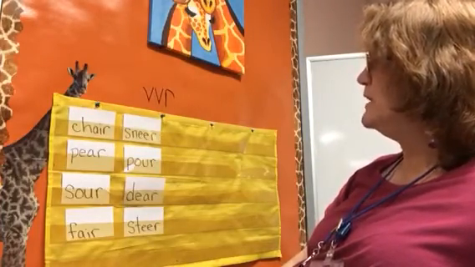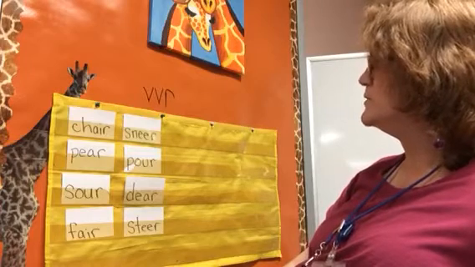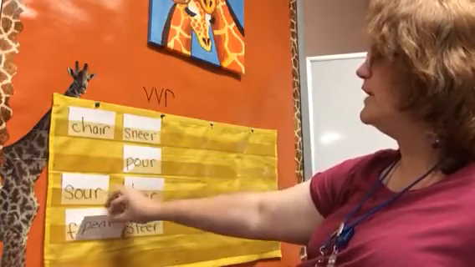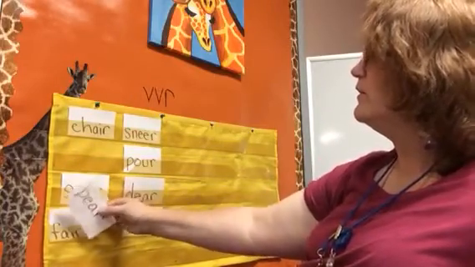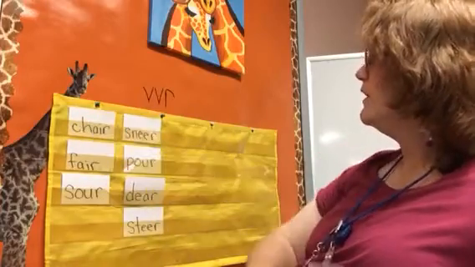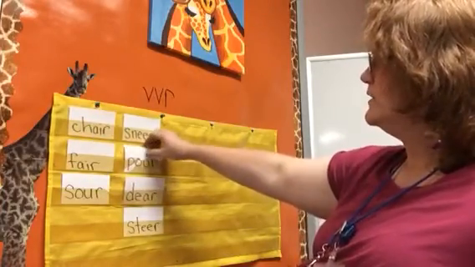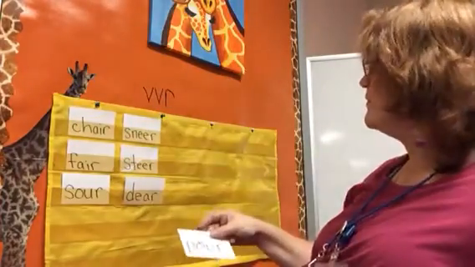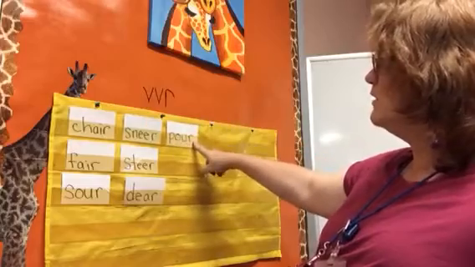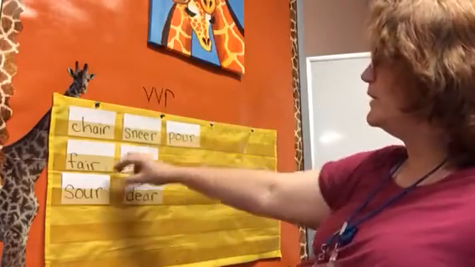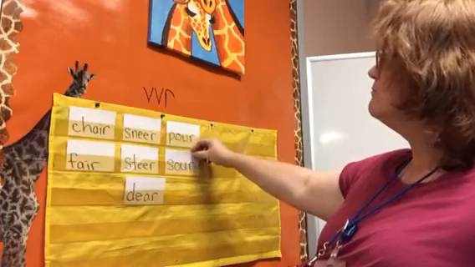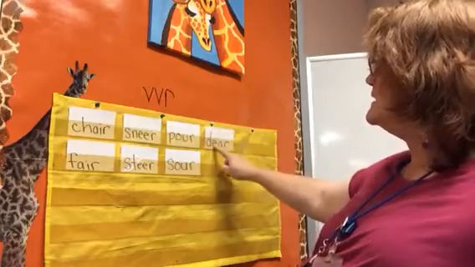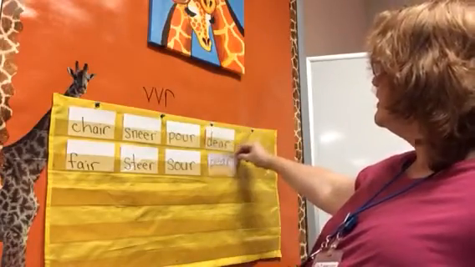So maybe we could resort these so that all the patterns were together. This AIR is a pattern. Let's put fair up there with chair. And then EER is a pattern. Let's put steer up there with sneer. Here's the OUR, pour. Oh, there it is. Sour. Pour, sour. Then we have EAR, deer, and pear.